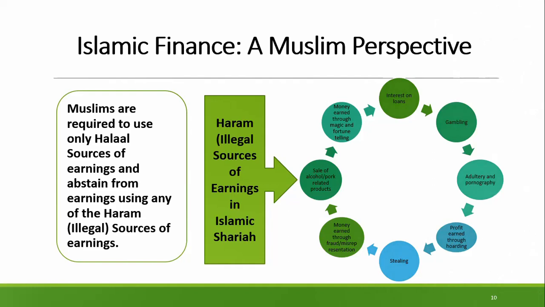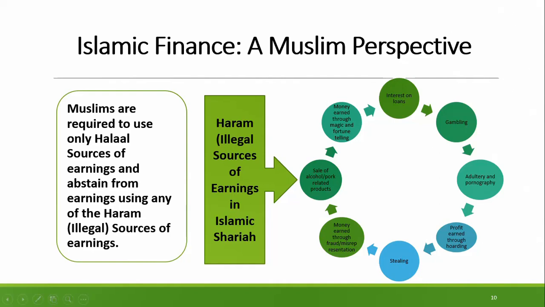Now, as I told you, we can look at this topic from two perspectives: the economics perspective that we have seen already, and then we can look at this topic from a Muslim perspective as well. For Muslims, Allah Almighty has defined the concept of halal and haram. So every Muslim is bound to earn through halal. Halal means which are permissible, and they are bound to abstain from haram, meaning which are illegal.